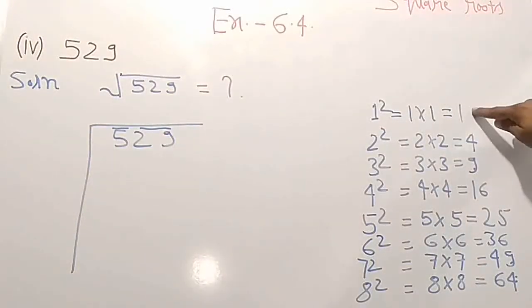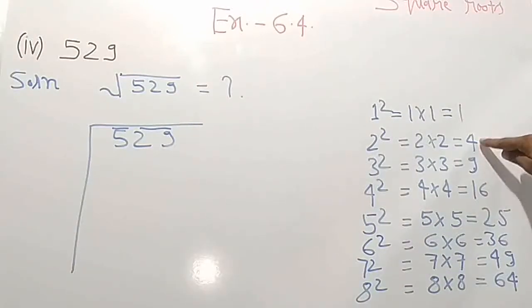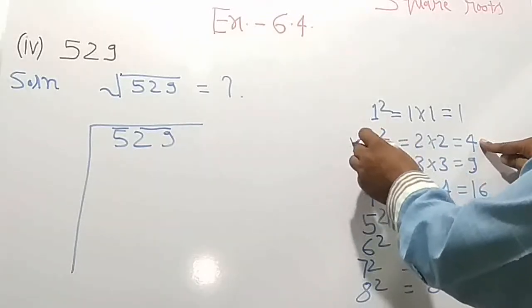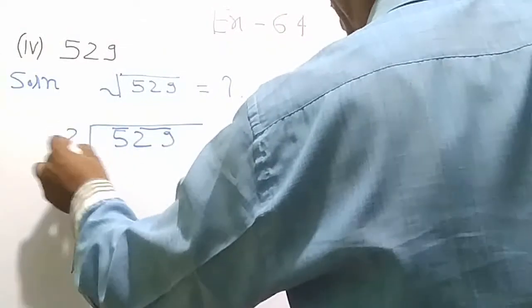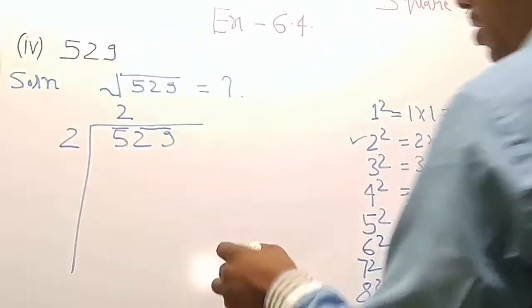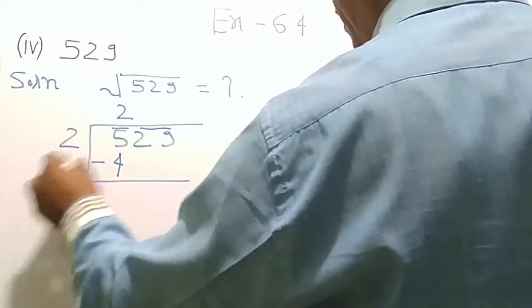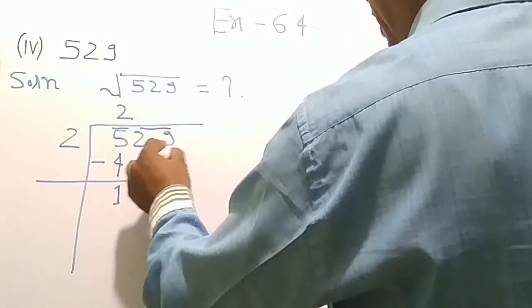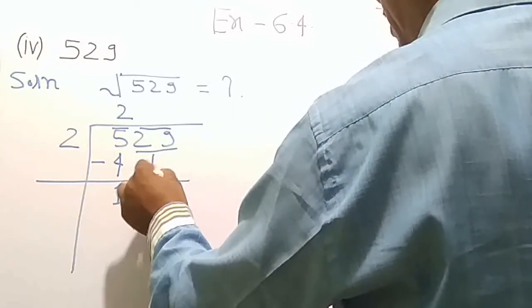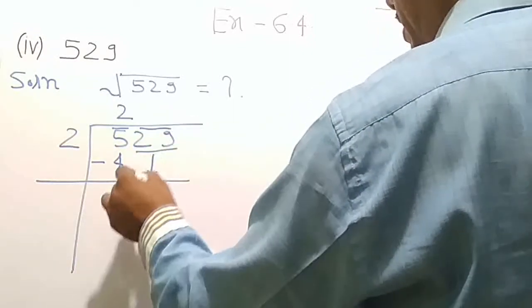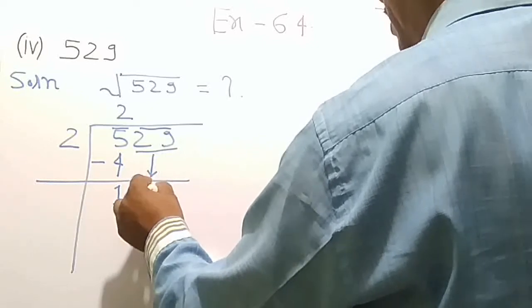Now we are going to search for the 5. Square of 1 is 1, square of 2 is 4, and the square of 3 is 9. The 9 is the bigger number, so the lesser number is 4. So we are going to use the 2. We write 2 here and 2 on the top. 2 2s are 4. On subtracting 4 from the 5, we get 1. Then we take the next pair 29 down.